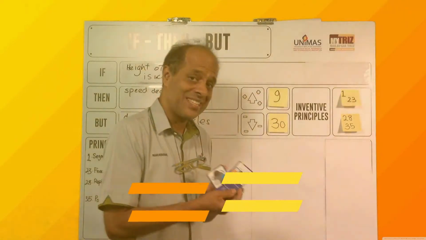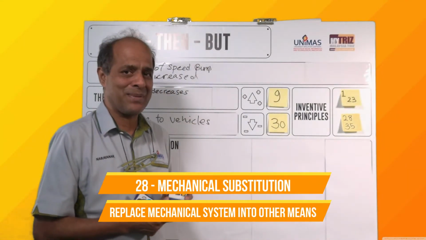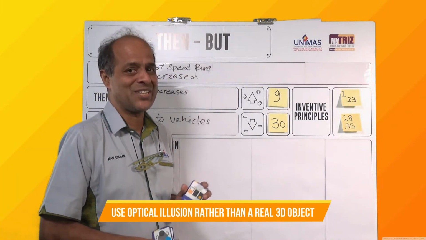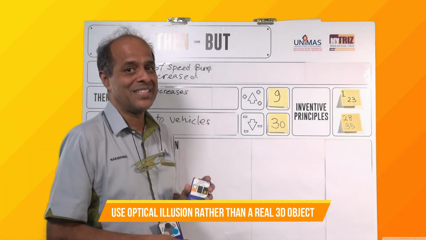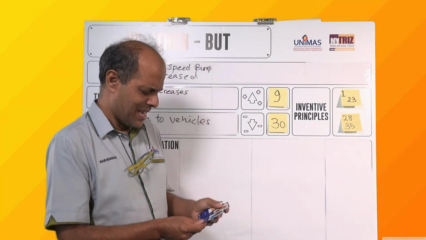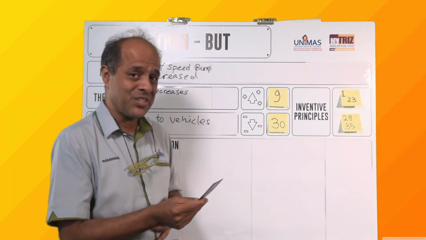Another principle suggests that the bump itself could be an optical illusion instead of being a real three-dimensional object. And the last one here is parameter change.